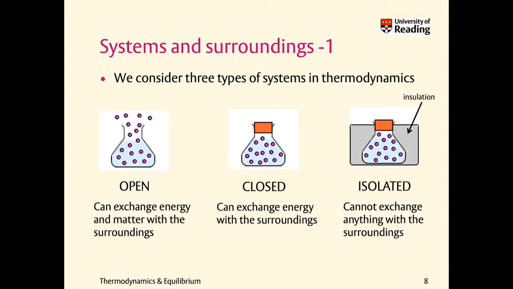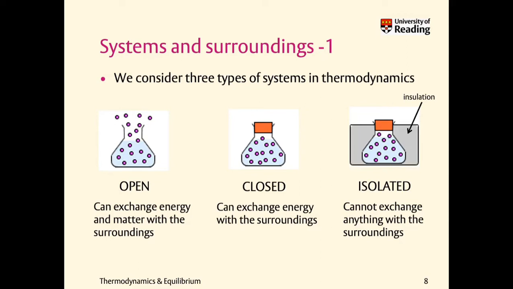In an open system, where it can exchange energy and matter with the surroundings. In a closed system, where it can exchange energy, say heat energy, between the system and the surroundings, but it can't exchange matter. Okay, so it can't leak actual material from the flask. So a flask with a stopper on it.